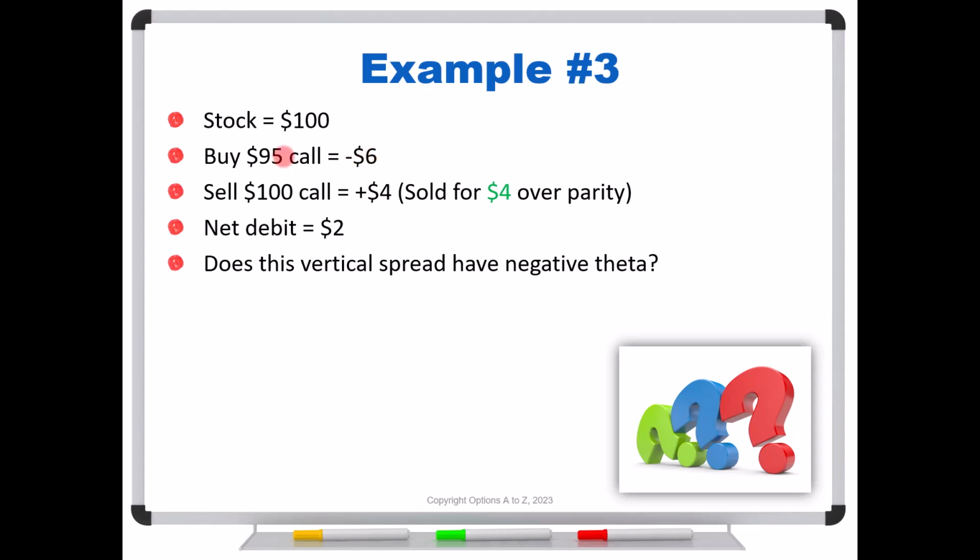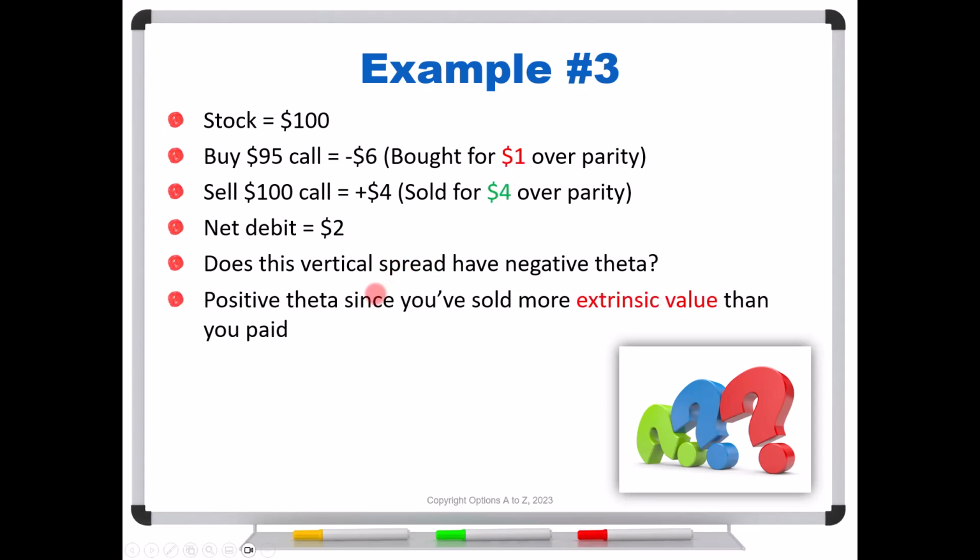It's a 95 call with the stock at 100, so there's $5 of intrinsic value, which isn't a concern, it's just intrinsic value. But you paid 6. So there's an extra dollar, that's the extrinsic value. So when you paid 6 for this option, you bought it for $1 over parity. So you can look at this spread as though you sold it for 4 and bought it for 1. It's actually a credit in terms of the extrinsic value. And so it's going to have positive theta since you've sold more extrinsic value than the amount that you paid. And it's super easy to see once you learn to see option strategies in terms of parity.